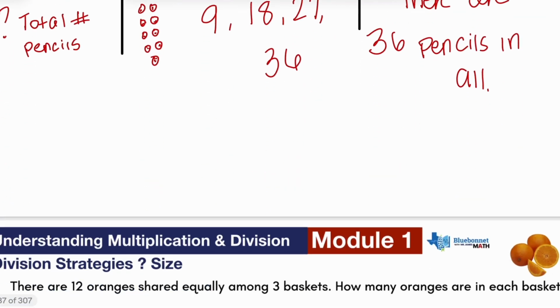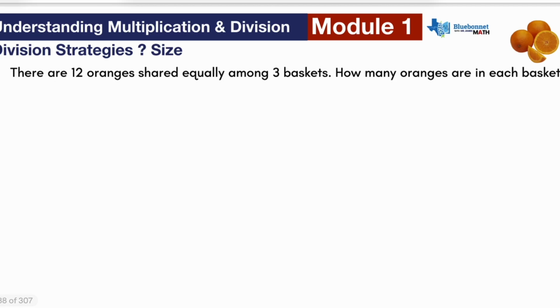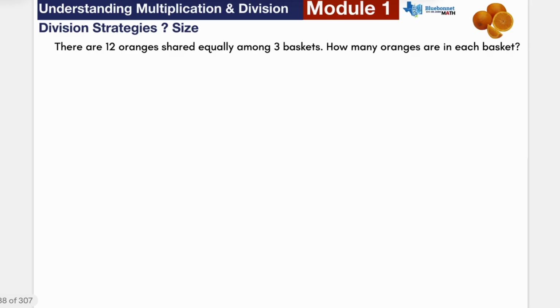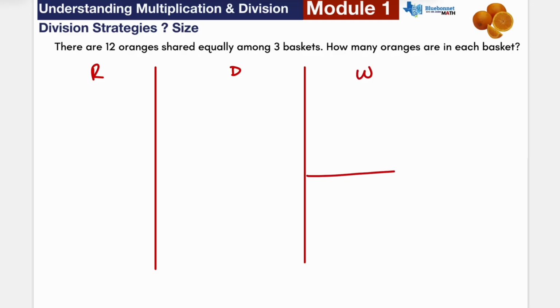Let's try some division strategies here. Now we're talking about oranges. This question states that there are 12 oranges shared equally among 3 baskets. How many oranges are in each basket? So if you look at the problem, let's identify this. First things first, we're going to set up our RDW placemat here. So this is R, cricket line, this is the D, W, and W. All right. So now that we got that set up, we can go ahead and start solving.